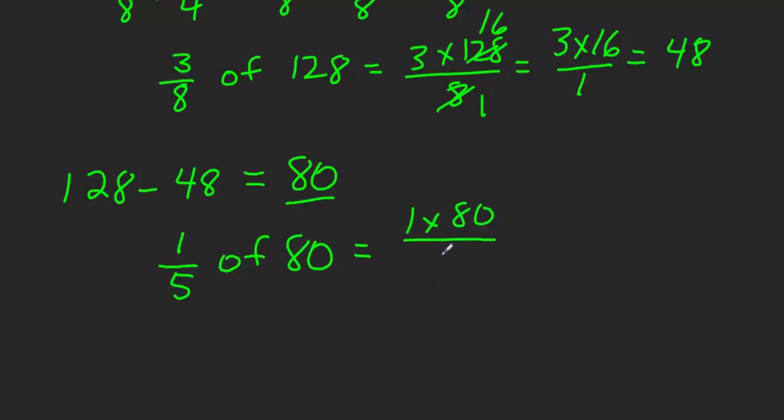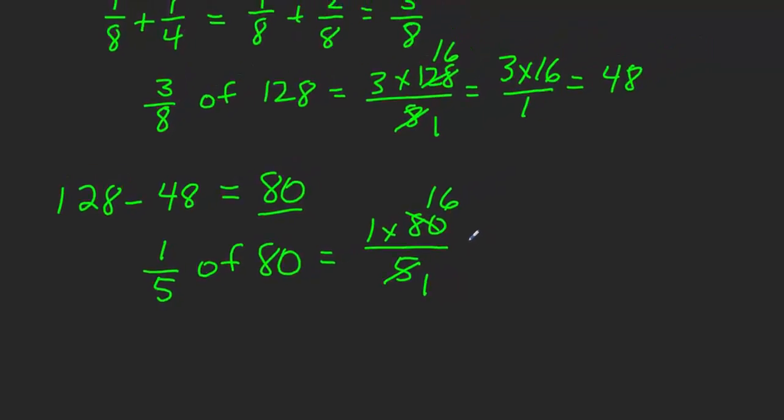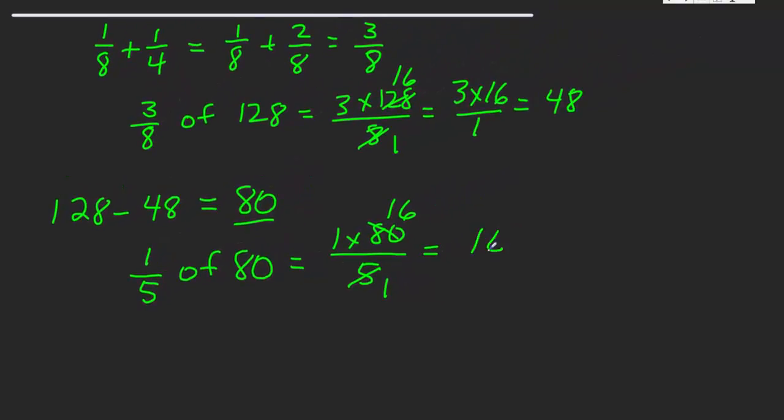Now I have my 1 times 80 over 5. I can take out my common factor of 5. If I divide 5 by 5, it's 1. Divide this by 5, I'm going to get 16. 16 seems to be a very popular number. And there you go. 16 of the flowers are pink.